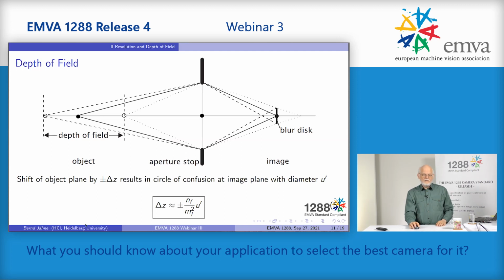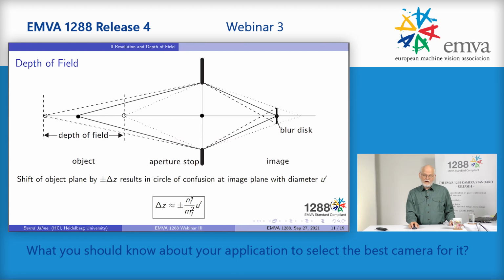If you look at the equations and what comes out, you can see that the depth of field goes in the positive and in the negative direction, so it's plus minus. Interestingly, it depends again on the F number. That means if we close our aperture, the depth of field gets larger. What is also important is that it's inversely proportional to the magnification, even with a square. So if the magnification gets smaller, the depth of field grows. And it's proportional, of course, to u prime, which is the diameter of our blur disk. That is how you can roughly calculate the depth of field.